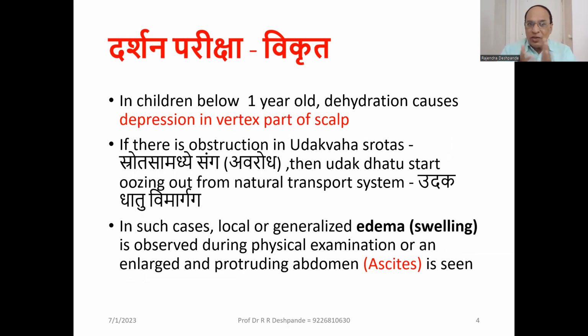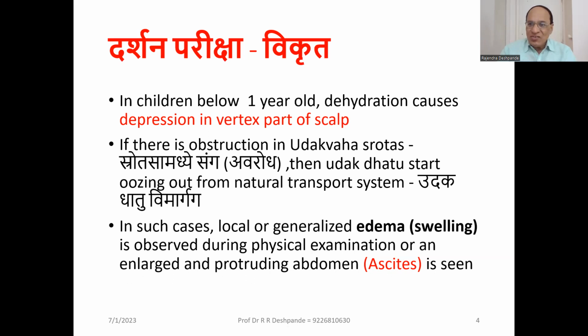Then, Darshana Pariksha pathological aspect continued. In children below 1 year of age, dehydration can cause depression in the vertex part of the skull. If there is obstruction in Udakvaha Srotas, which is called Srotorodh, Srotosang, then Udaka Dhatu starts oozing out from the natural transport system. Extravasation coming out. And that is called in Ayurveda Udaka Dhatu Vimargagaman. That means diverting from the normal track, diverting from the main road.